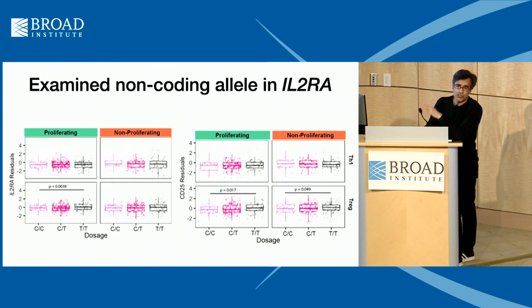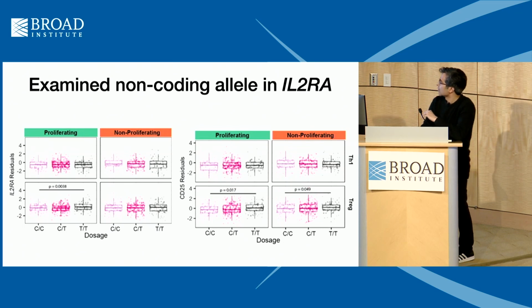And these are the results, a lot more subtle than the other ones that I showed you. Obviously, we're working in primary cells. And what you see is if you look at proliferating or non-proliferating Th1 cells on the left, you don't see any change in IL-2RA gene expression. And on the right, CD25, which is the protein, you don't see any change either. But if you look at Tregs, you see an association with the T allele with increased IL-2RA expression, more strong in proliferating, not significant in non-proliferating at the gene level, but nominally significant at the protein level.